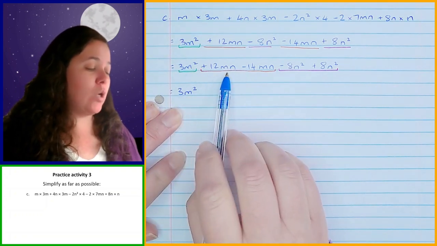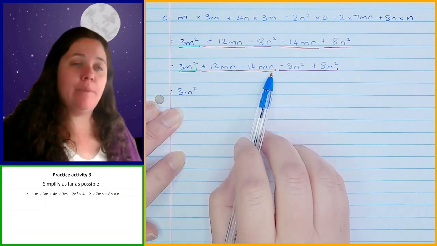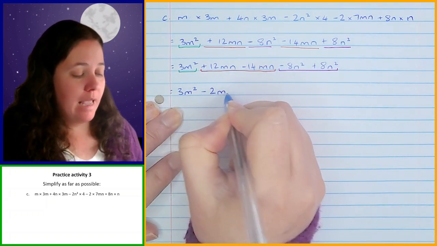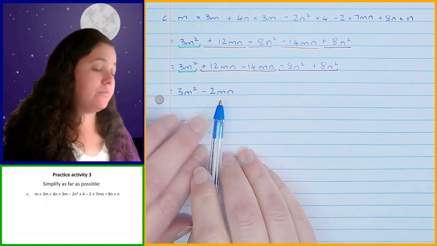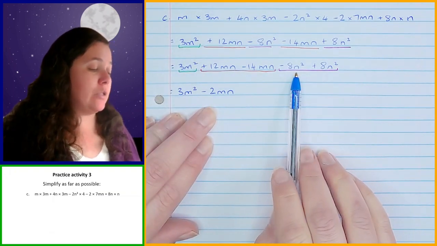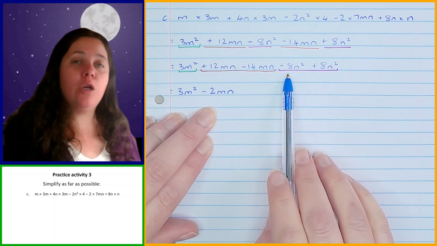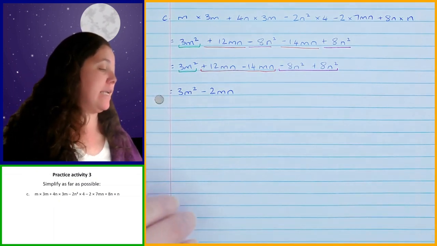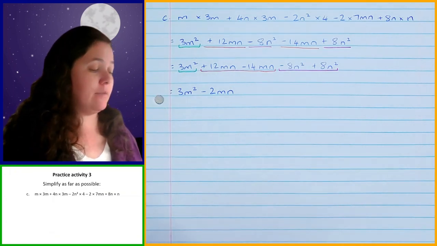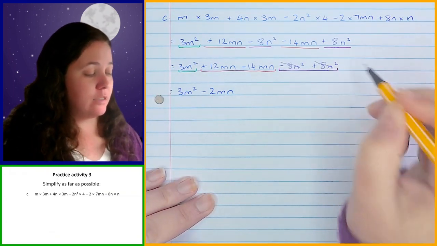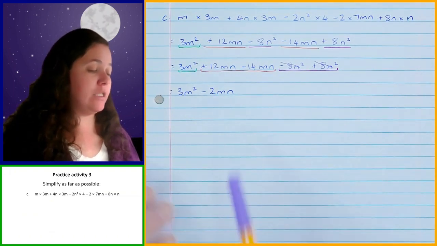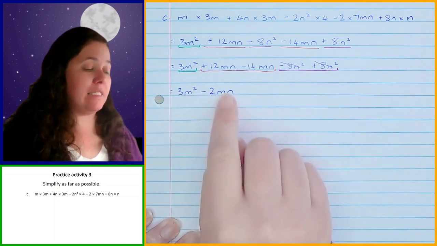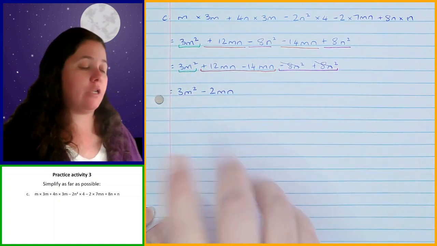Then I've got plus 12mn minus 14mn. So positive 12 minus 14 is negative 2mn. Okay, and then finally negative 8n squared plus 8n squared. Remember, we learned when we did integers that if you have the same integer that's being subtracted and added, then they actually cancel. So I could straight away have done this. Those cancel each other out, and I don't need to write anything over there because there's other stuff that's been written over there. I don't need to write plus zero. If everything cancelled out, then I would write zero, but I don't need to.